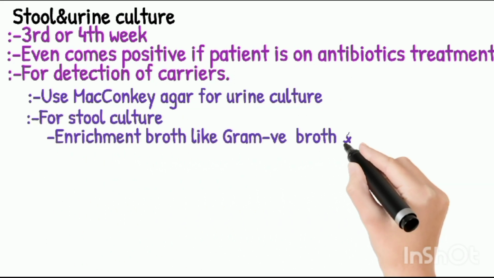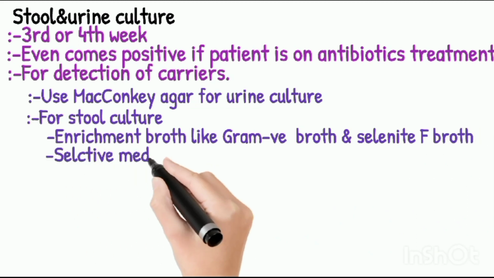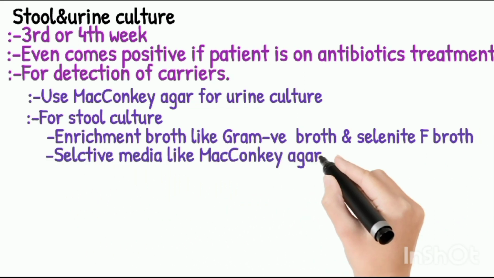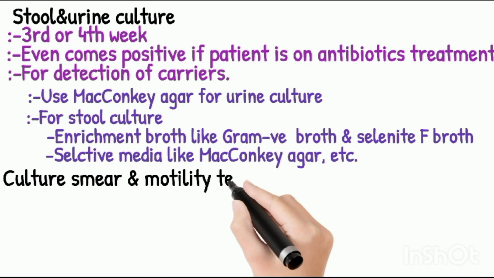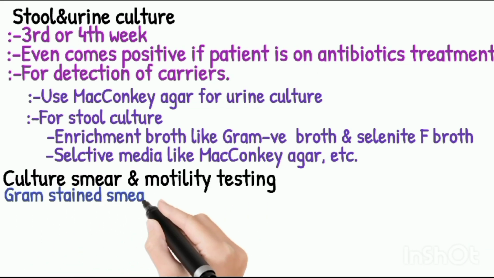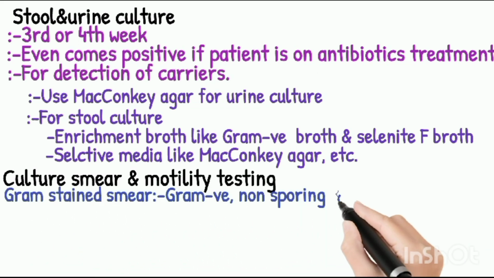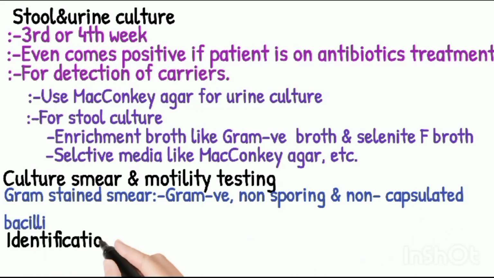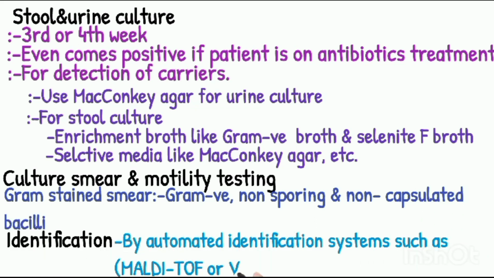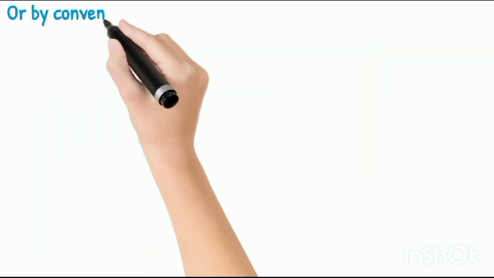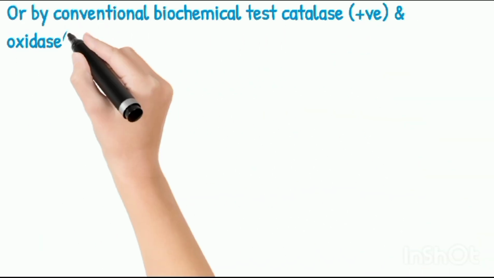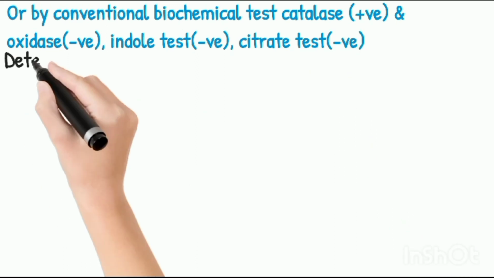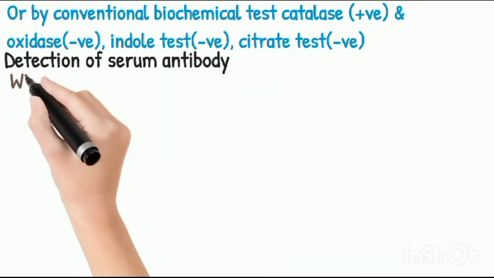Enrichment broths like gram negative broth and selenite F broth, and selective media like MacConkey agar, etc. Culture smear and motility testing: Gram stain smear shows gram negative, non-sporing, non-capsulated bacilli. Identification is by automated identification systems such as MALDI-TOF or VITEK, or by conventional biochemical tests: catalase positive, oxidase negative, indole test negative, and citrate test also negative.